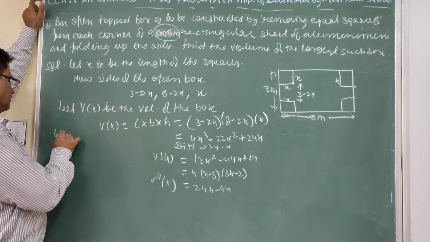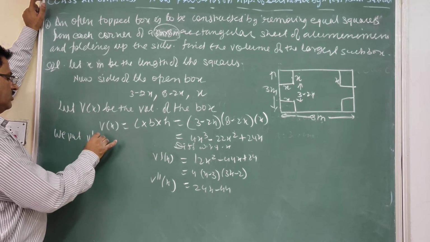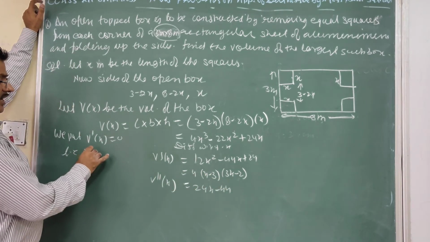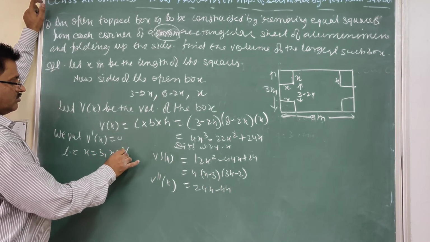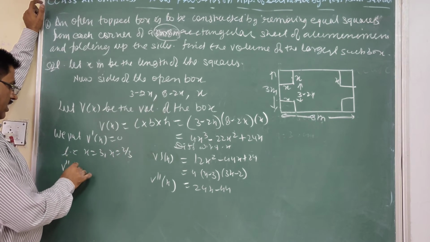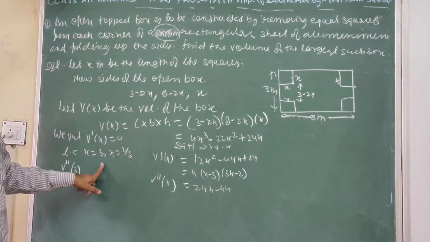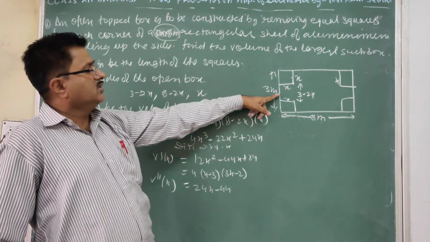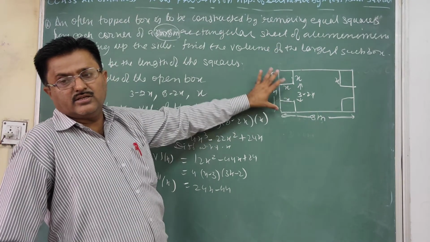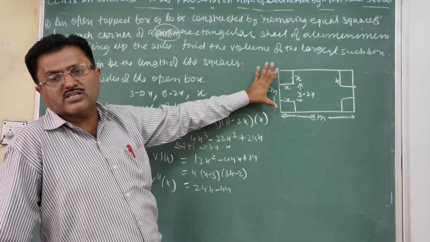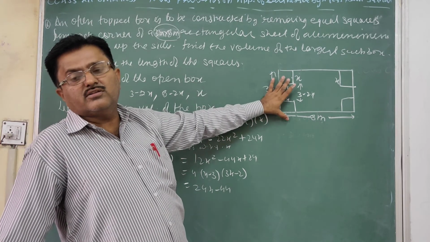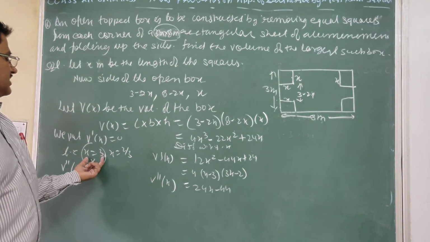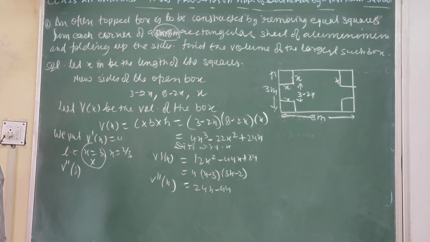So we put the first derivative equal to 0. That is, this equals 0. We get x equal to 3 and x equal to 2 by 3. Now x equal to 3 is not possible, because if you are subtracting 3 and 3 here, there is no meaning to this, since the side of this sheet is only 3 meters and again you are subtracting 3 from both sides. That is not possible. So we reject this, and x equal to 2 by 3 we take.